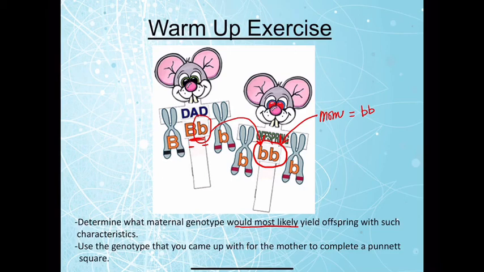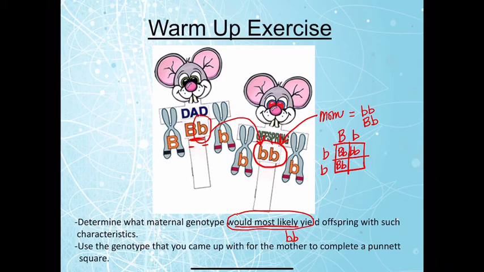Okay? Now, are there any other genotypes that the mom could be? Yes. She could also be big B, little b. But to truly answer our question, would most likely yield, it's going to be little b, little b. Okay? Let's just do a quick Punnett square. Dad is big B, little b. Mom is little b, little b. It doesn't matter which one you put where.